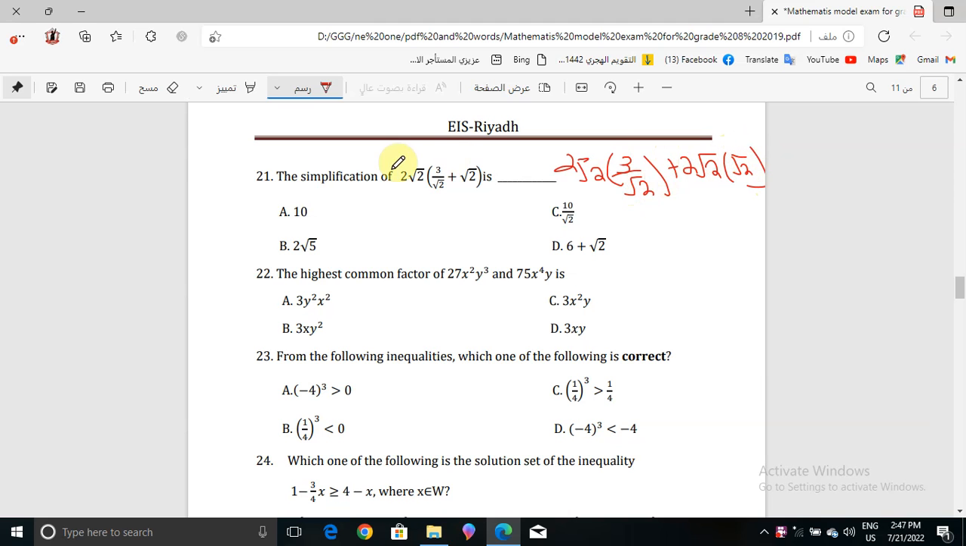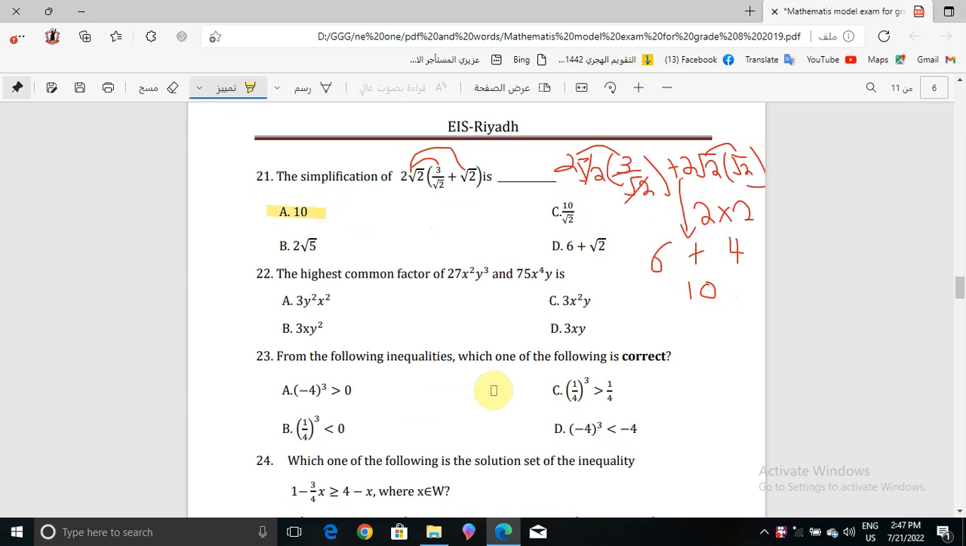Why? Because 2 radical 2 times 3 over radical 2 and 2 radical 2 times radical 2. So that means we will cut radical 2 by radical 2, and here when you times radical 2 by radical 2, it will be 2. So 2 times 2 is equal to 4. And here 2 times 3, it will be 6. Plus, so that means 6 plus 4, it will be 10. So the correct answer for question number 21 will be choice A.